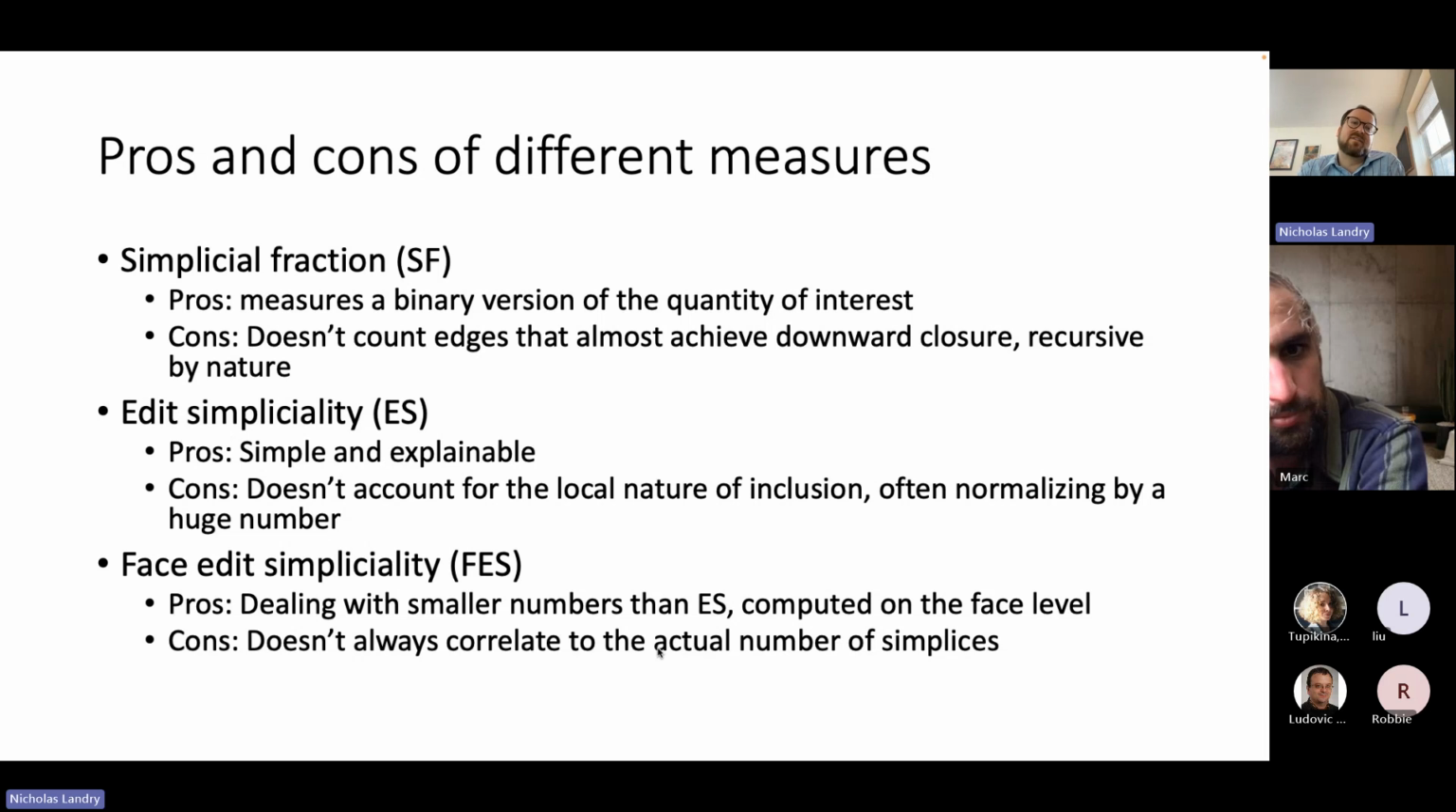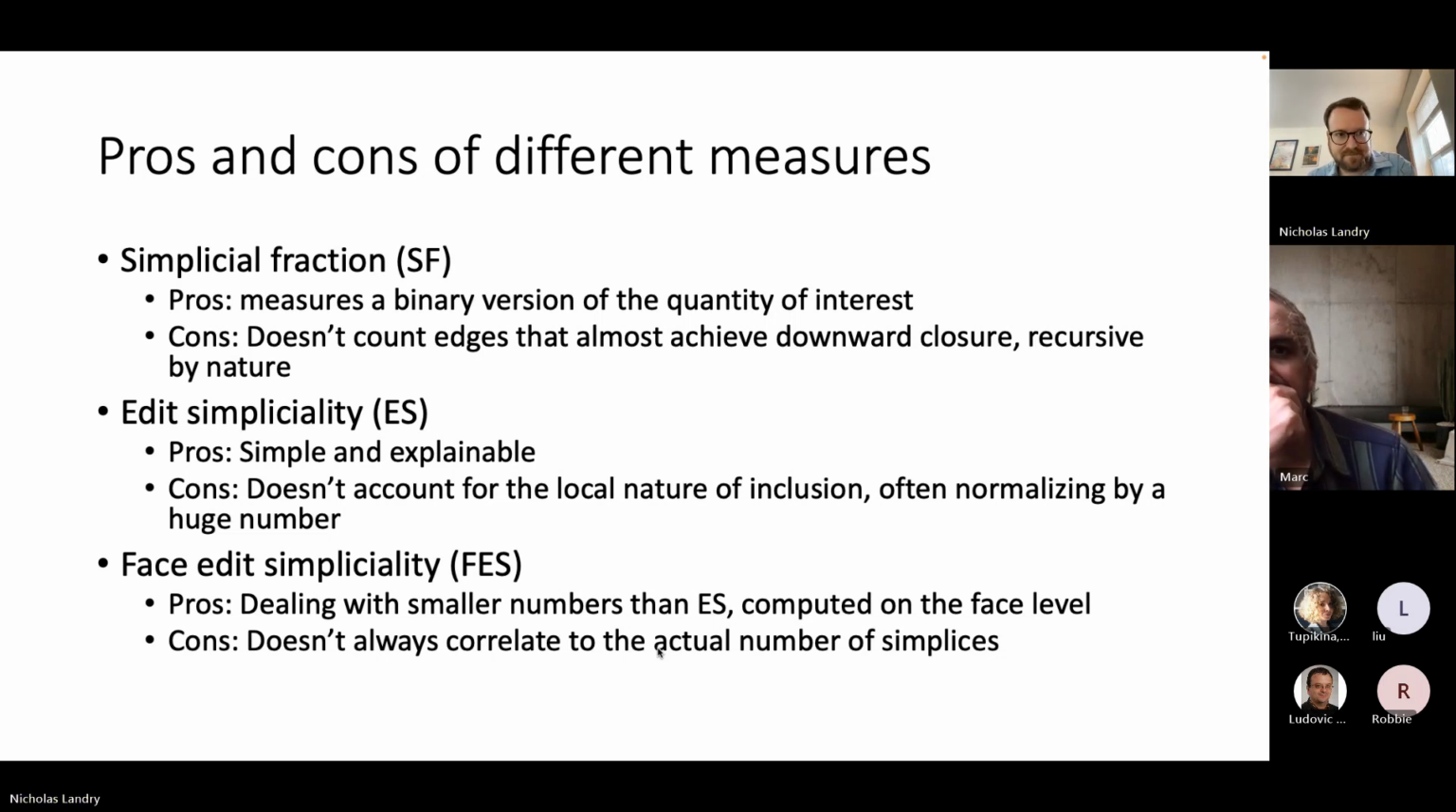So the problem, though, is that it doesn't count edges that are almost downward closed. Suppose I've got this giant edge of size 100, and I'm missing one link near the bottom. That means that it simply cannot be a simplex, even though it's got 99.999% of its subfaces. The other problem is that it's recursive by nature. So if I've got a simplex of size 10, for example, that necessitates that I've got combinatorially many simplices below it.